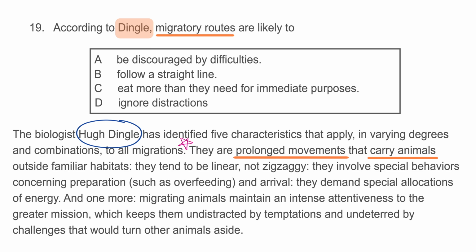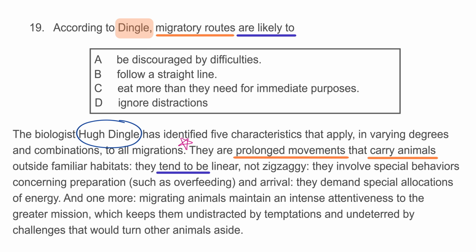All right, now, because we have found part of the question here in this sentence, we have to be very careful and we have to read this sentence again. They are prolonged movements that carry animals outside familiar habitats. They tend to be linear, not zigzaggy. They tend to be. Tend to be is the synonym of the words are likely to, as in the question we have. So they tend to be linear.